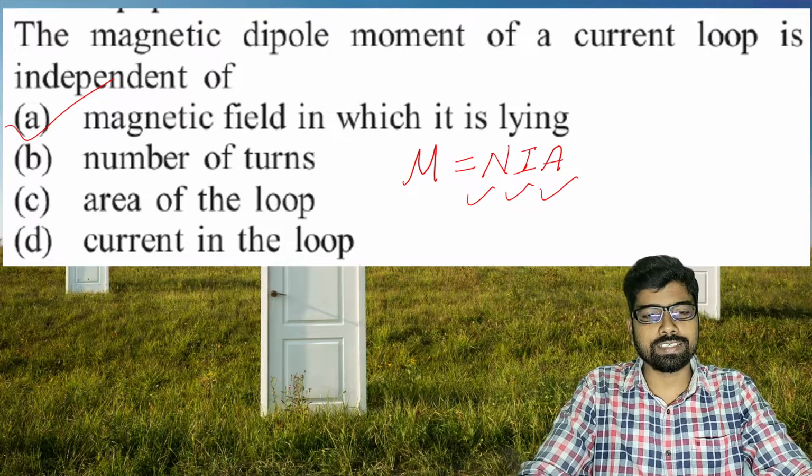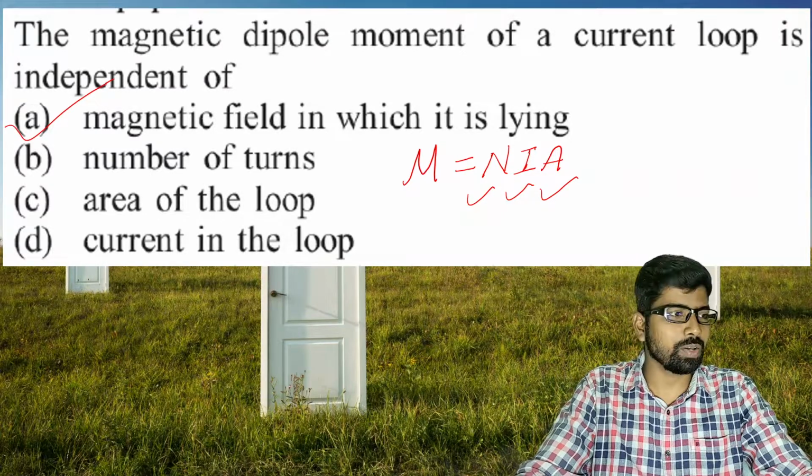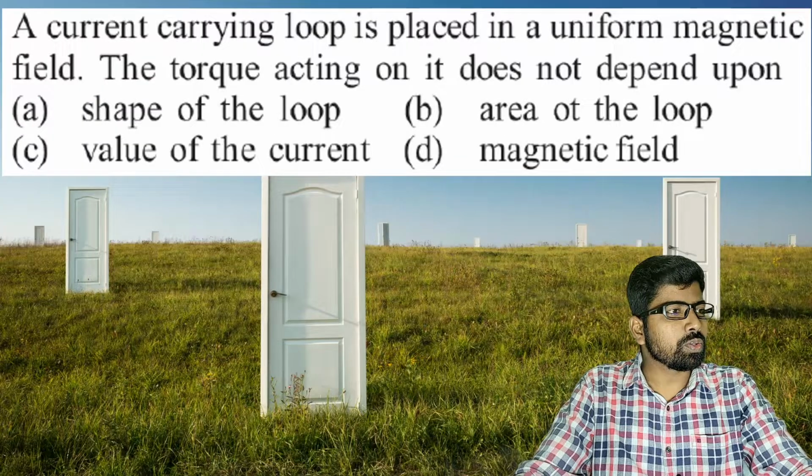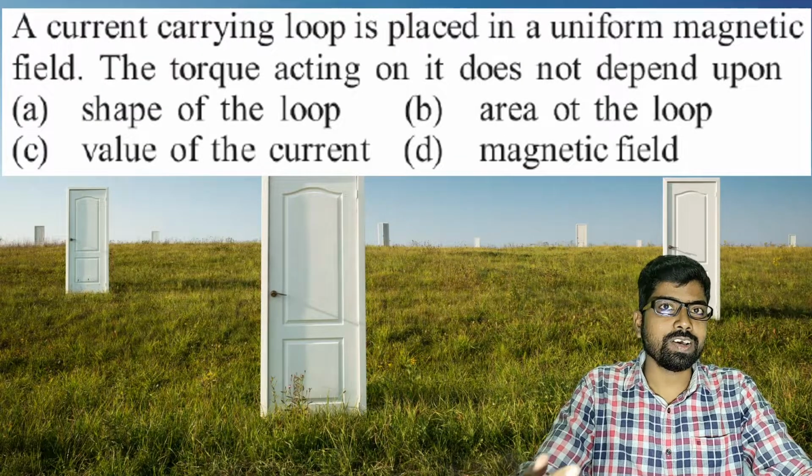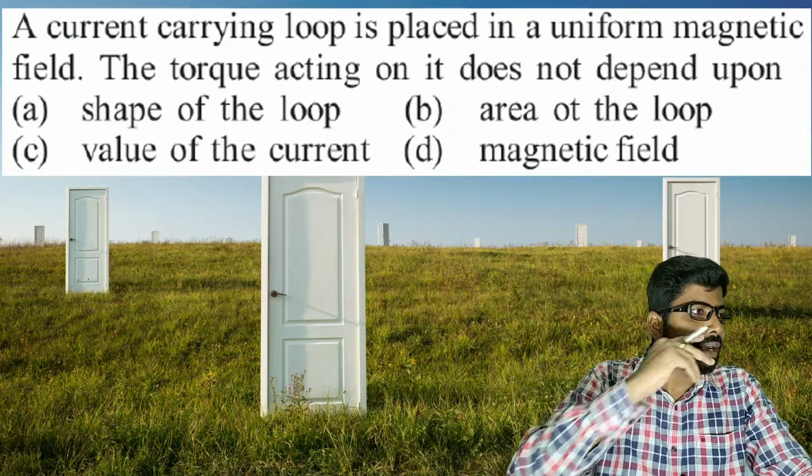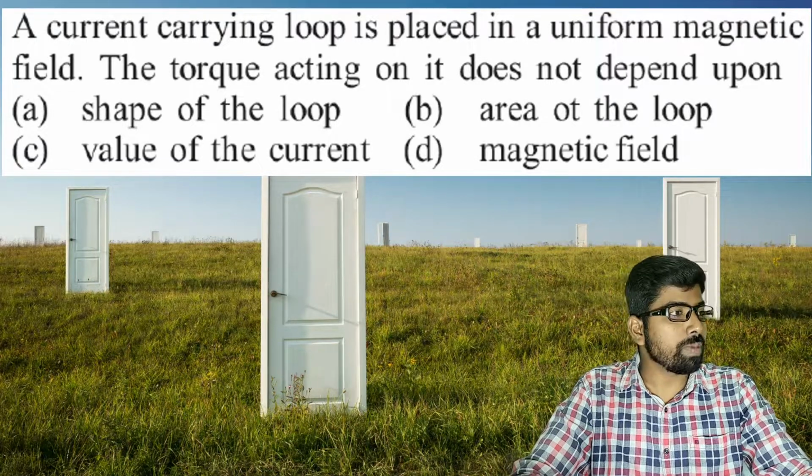This is also a direct formula based and conceptual understanding question. Anyway, with that, let us go to the next question. It is a very interesting question on the screen. You can read once. A current carrying loop is placed in a uniform magnetic field.